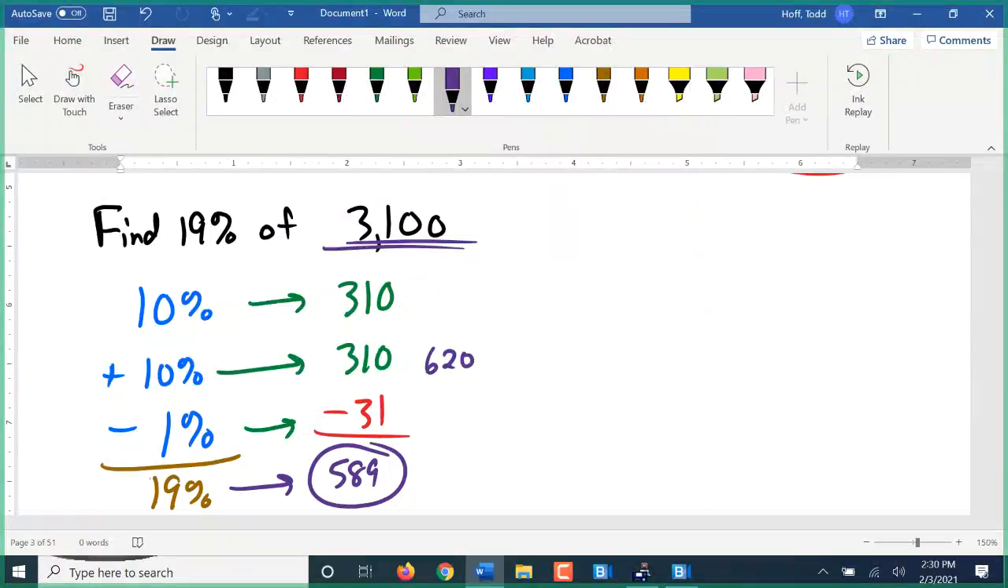So I'm able to put together those benchmarks to find the answers. They're simple whole number percents, but still, at the very least, I can use them to double check. I know that 10% is 310, double that is 620, so I know that 19% has got to be a little bit less than 620. Make sense?